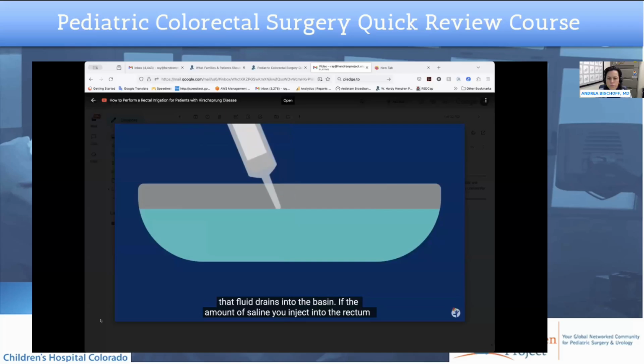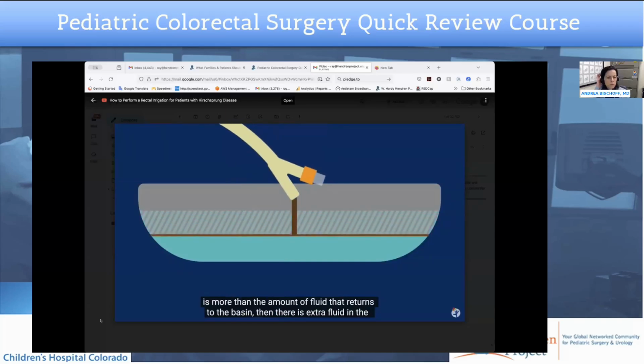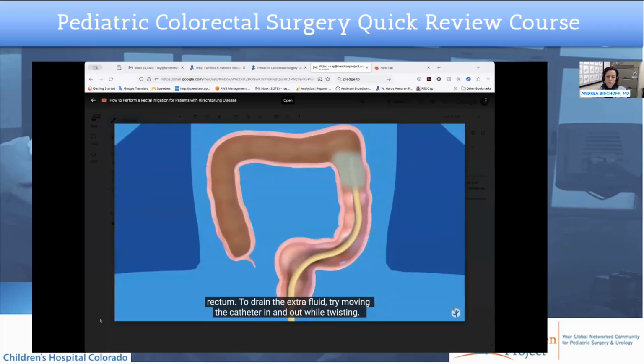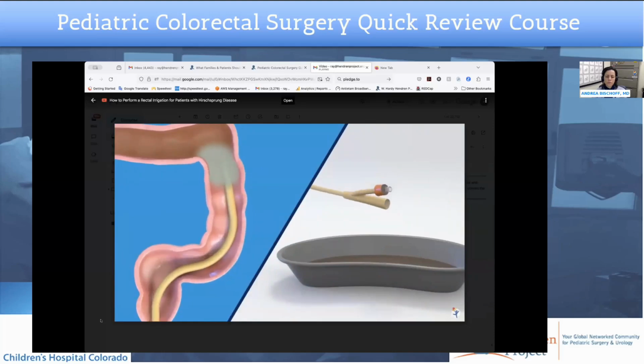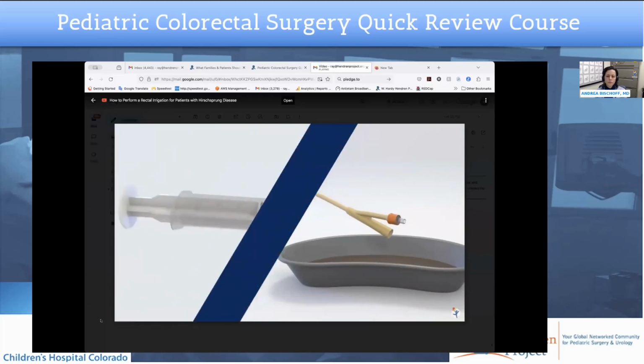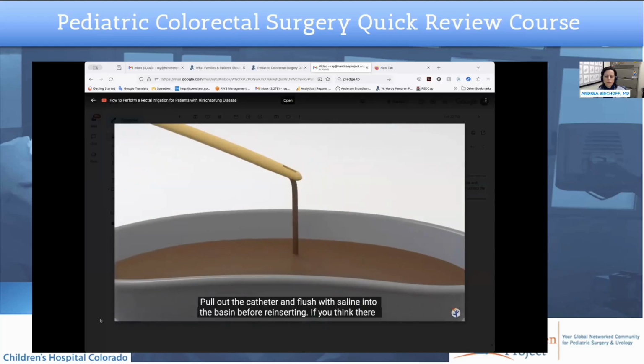If the amount of saline you inject into the rectum is more than the amount of fluid that returns to the basin, then there is extra fluid in the rectum. To drain the extra fluid, try moving the catheter in and out while twisting. If fluid still does not come out, then the catheter may be clogged. Pull out the catheter and flush with saline into the basin before reinserting.